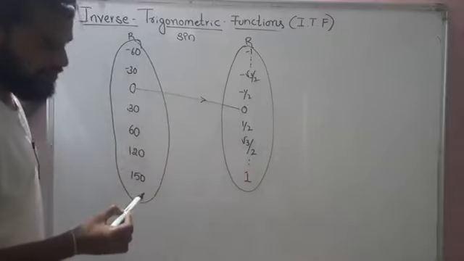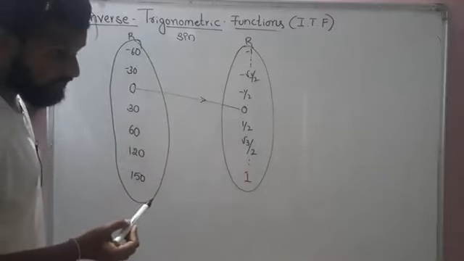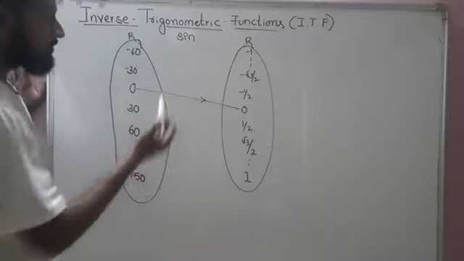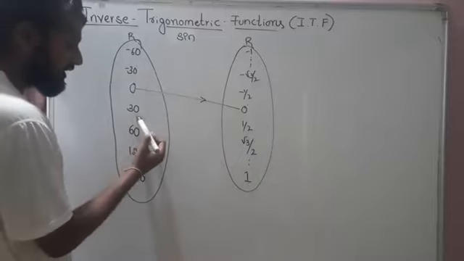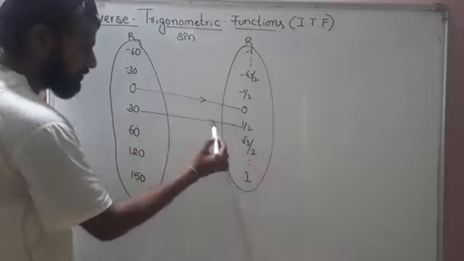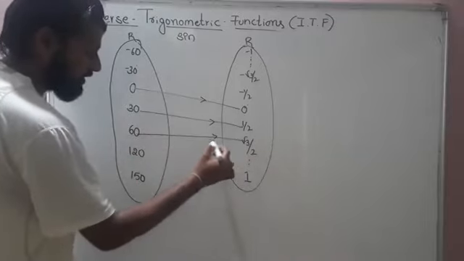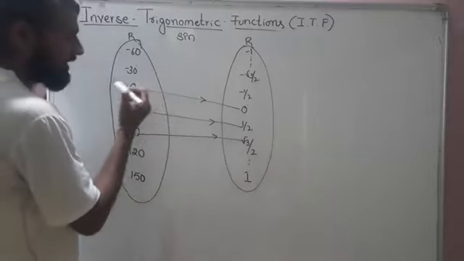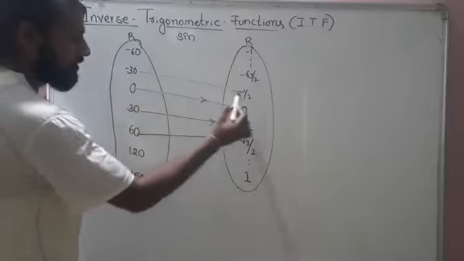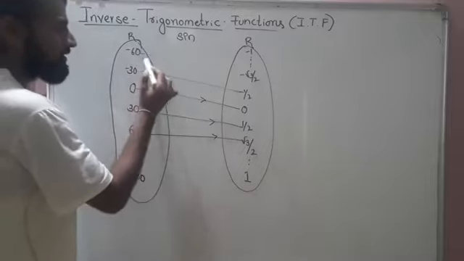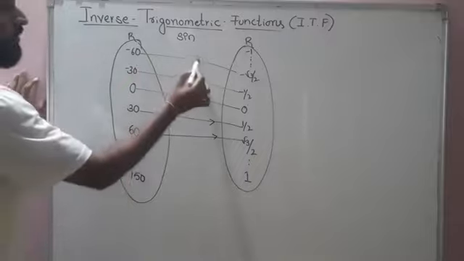Yeah, you know that sine 0 degree will always be 0. Yes or no? You know the table from first year? Yeah. So sine 0 is always 0. What is sine of 30 degrees? 1/2. Sine of 60 is √3/2. Sine of minus 30 degrees, very good, minus 1/2. Sine of minus 60 will be minus √3/2.